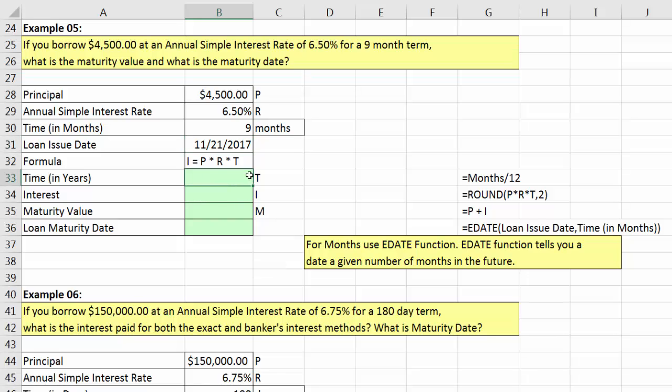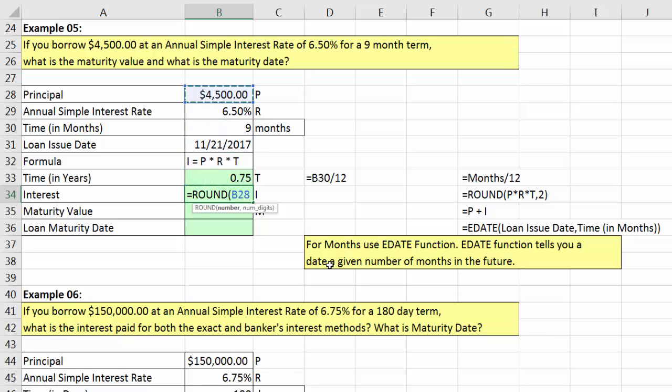Now, time. Well, if we have 9 months, we need to divide it by the total number of months in the year to get fraction of a year. Equals, there's the 9. And guess what? I'm going to hard code this in. Divide by, and then there it is, 12. 12 is not a variable that's going to change. So I simply hard code it into our formula. We are not violating Excel's golden rule there. And enter. So 0.75.